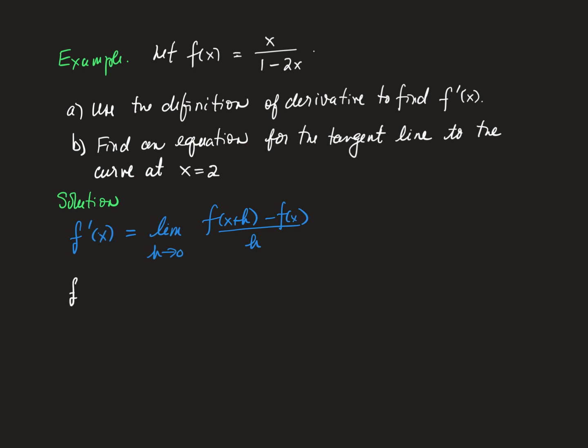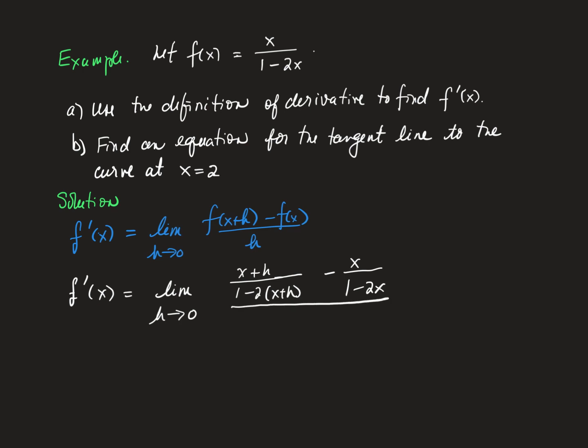So for my function, f prime of x is the limit as h tends to 0, and f of x plus h is going to be x plus h over 1 minus 2 times x plus h. Then I have minus f of x, so minus x over 1 minus 2x, and that's all over h. So this is f of x plus h, and this is f of x. Now, surely I need to simplify this.